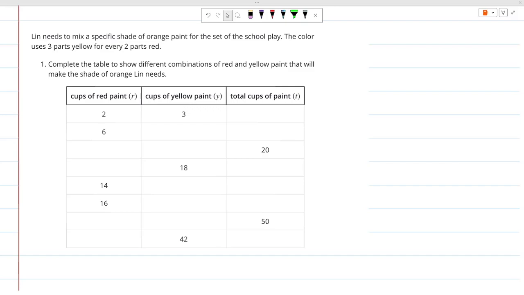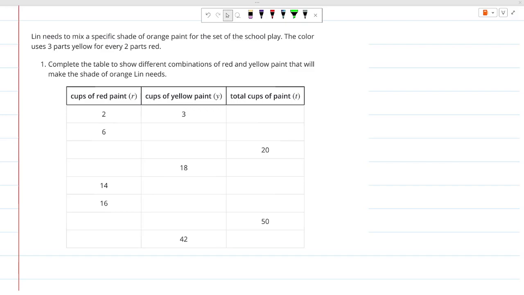It says Lynn needs to mix a specific shade of orange paint for the set of the school play. The color uses 3 parts yellow for every 2 parts red. Complete the table to show different combinations of red and yellow paint that will make the shade of orange Lynn needs. So this problem is kind of a throwback to when we did a lot of ratio problems and equivalent ratios. We're going to sort of work with those again.